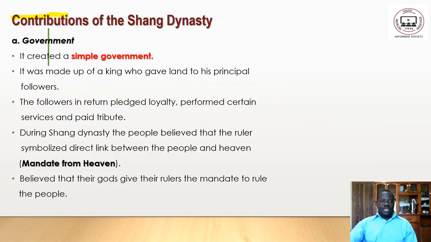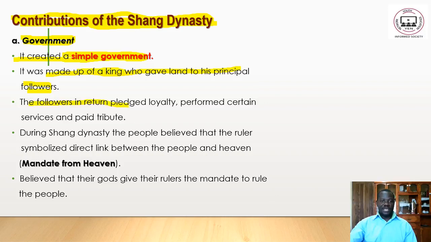Now, what did the Shang dynasty contribute to the Chinese civilization? Number one was the government itself. It created a simple government. The Shang dynasty created a very simple government. It was made up of a king who gave land to his principal followers. So the king was giving land to his followers.